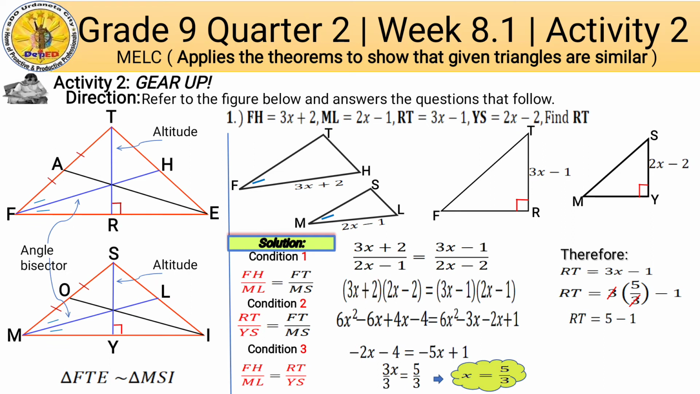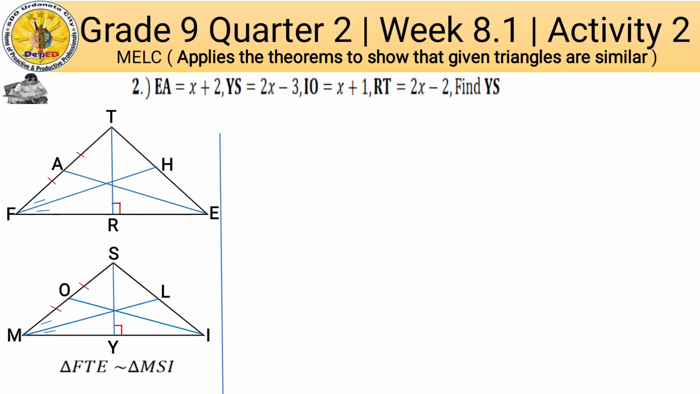Subtract 5 to 1. Then we have RT equals 4. For number 2 problem, the given are the lengths of the medians and the altitudes. Namely, EA equals x plus 2, IO equals x plus 1, YS equals 2x minus 3, and RT equals 2x minus 2.